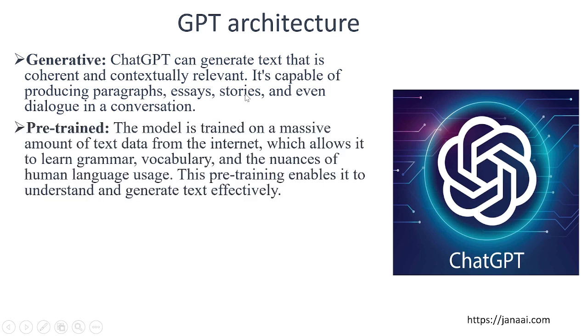Then what does P mean? It means pre-trained. Pre-trained means this model is trained on a massive amount of text data from the internet. Whatever text data is available on the internet has been used for training. Not only the internet, but also books, Wikipedia, whatever data is there, has been trained on by this model. This allows it to learn the grammar, vocabulary, and nuances of human language use. This pre-training is what allows it to understand and generate text effectively.